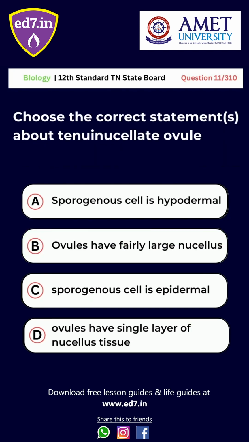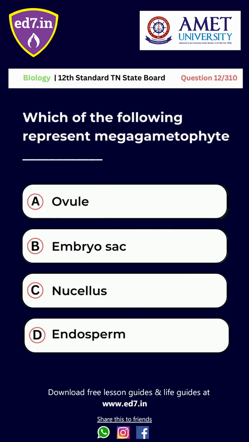Question number 11. Choose the correct statement about tenuinucellate ovule. Option A, sporogenous cell is hypodermal. Option B, ovules have fairly large nucellus. Option C, sporogenous cell is epidermal. Option D, ovules have single layer of nucellus tissue. And the right answer for this question is option A, sporogenous cell is hypodermal.